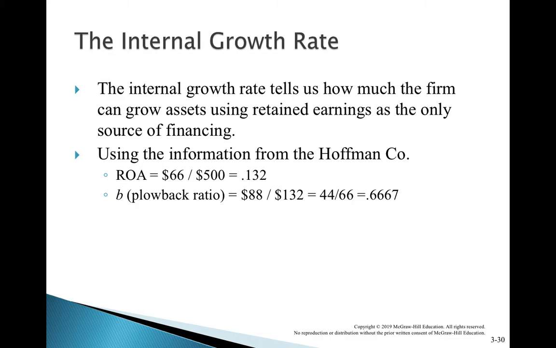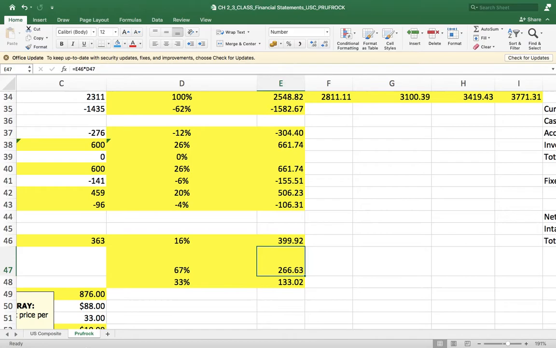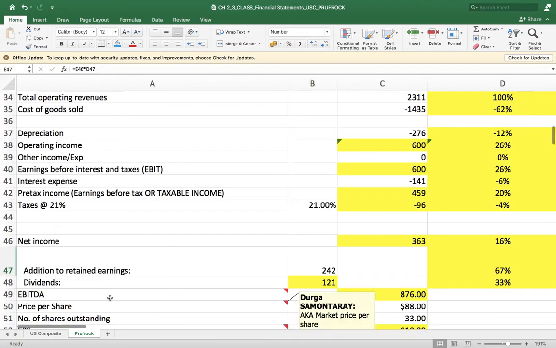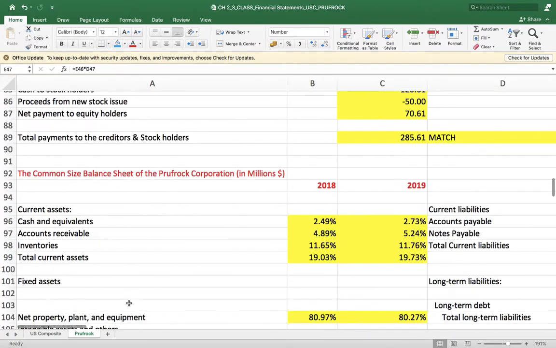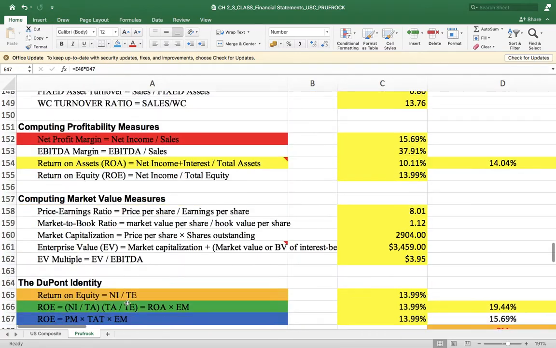What is the formula used here? The formula here is ROA multiplied by RR, return on asset multiplied by retention rate. Return on asset multiplied by retention rate. Here is the growth calculated. So let me go there.